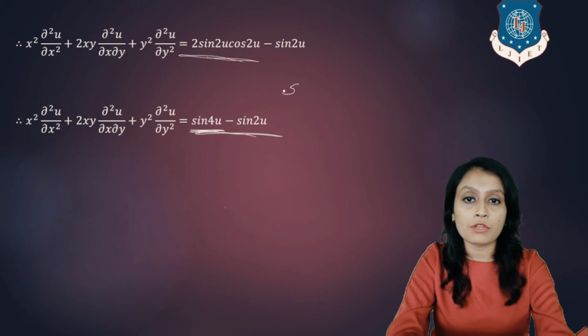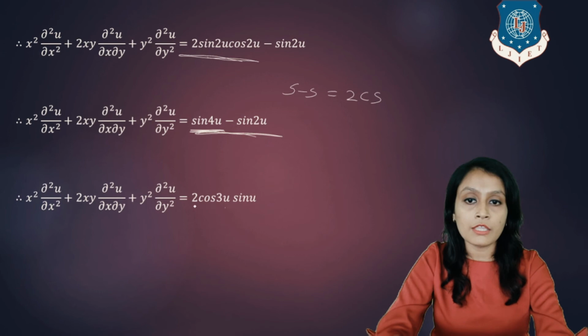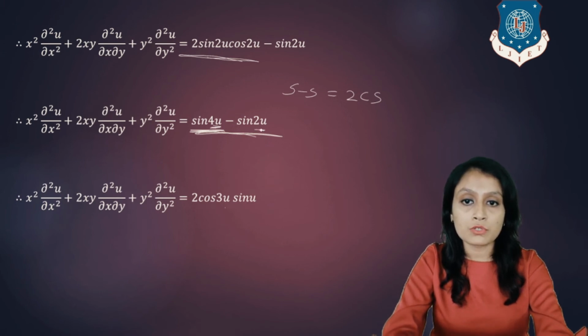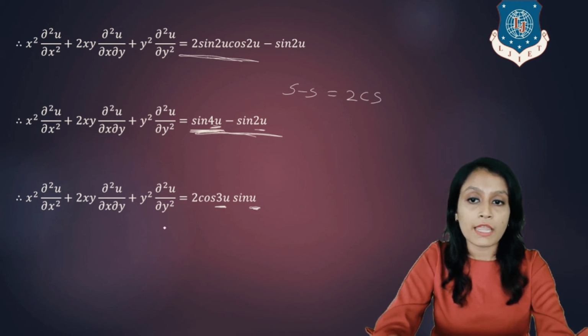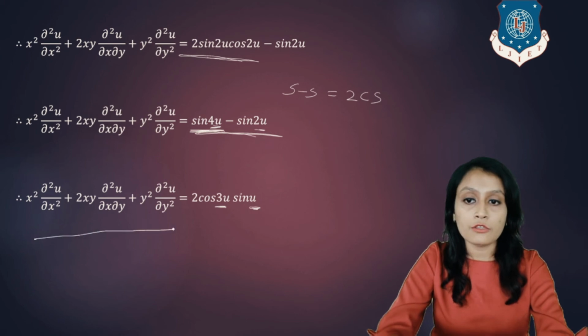Now we will apply the formula of sine minus sine, that is 2 cos sine. Okay, so on applying the formula, you will get 2 cos. Now, firstly, we have to add them. That is 4u plus 2u. So, 6u divided by 2. So, you will get here 3u. Then 4u minus 2u. That is 2u. And divided by 2. So, you will get here u. So, finally, the answer of x square del square u by del x square plus 2xy del square u by del x del y plus y square del square u by del y square is equal to 2 cos 3u into sin u. This is what we want to prove.